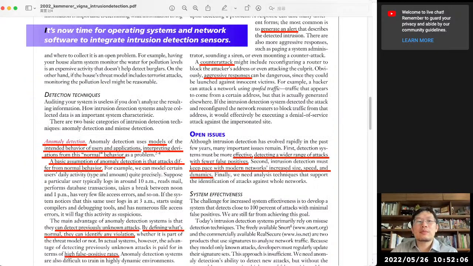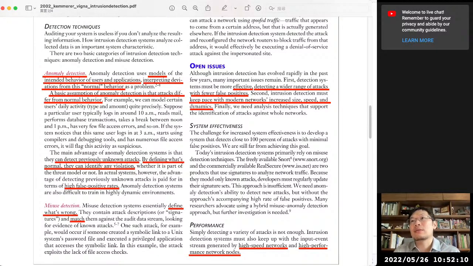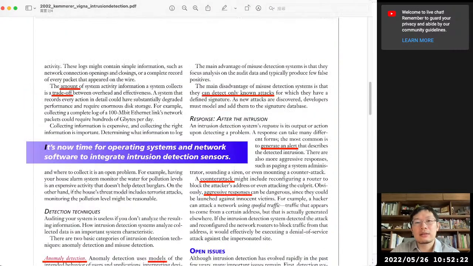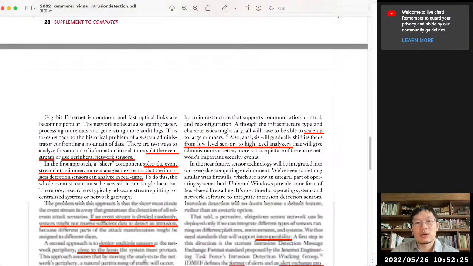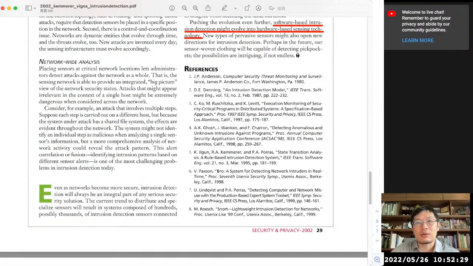Okay, and as we mentioned before, there are two types of detection techniques: anomaly detection and misuse detection. We have talked about them before, so just take some time to look at this paragraph. Okay, I think that is the thing I would like to share with you. So please read those papers on your own.